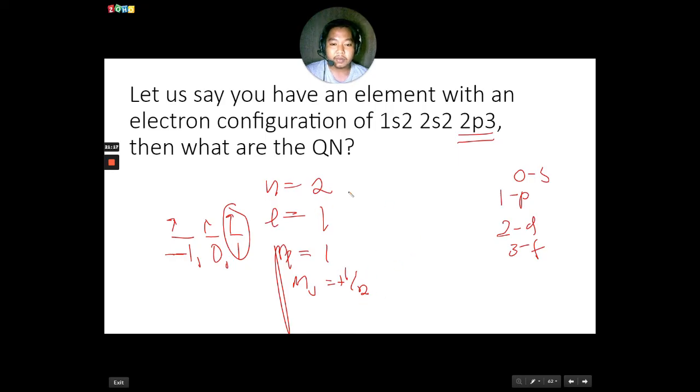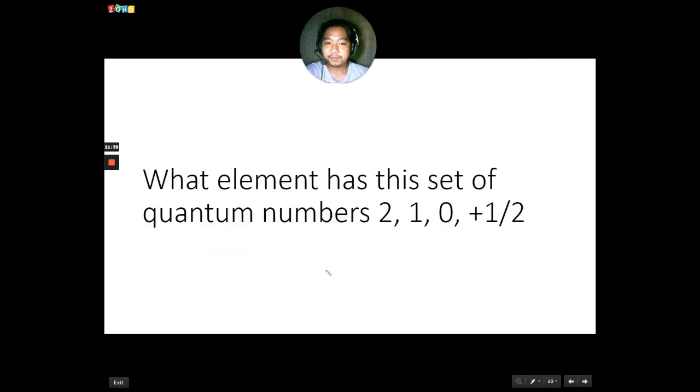If you're curious what element this is, just locate the electron for P3. That's 2 for the 7th element: hydrogen, helium, lithium, beryllium, boron, carbon, nitrogen. That's nitrogen. So nitrogen's address is 2, 1, 1, positive 1/2. If you tell it to a chemist, oh, I know that. That's quantum numbers. Alright, let's have another example.